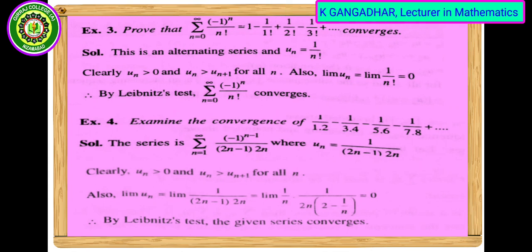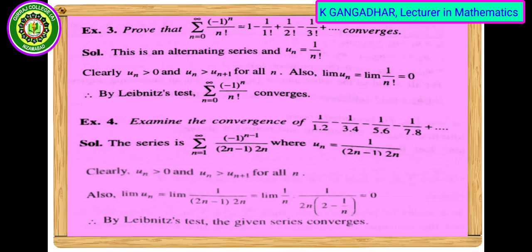So next problem, sigma (-1)^n by n factorial. So u_n equal to 1 by n factorial. So n less than n plus 1, then 1 by n greater than 1 by n plus 1. Apply factorial on both sides: 1 by n plus 1 factorial greater than 1 by n factorial greater than 1 by n plus 1 factorial. So that implies u_n greater than u_(n+1).